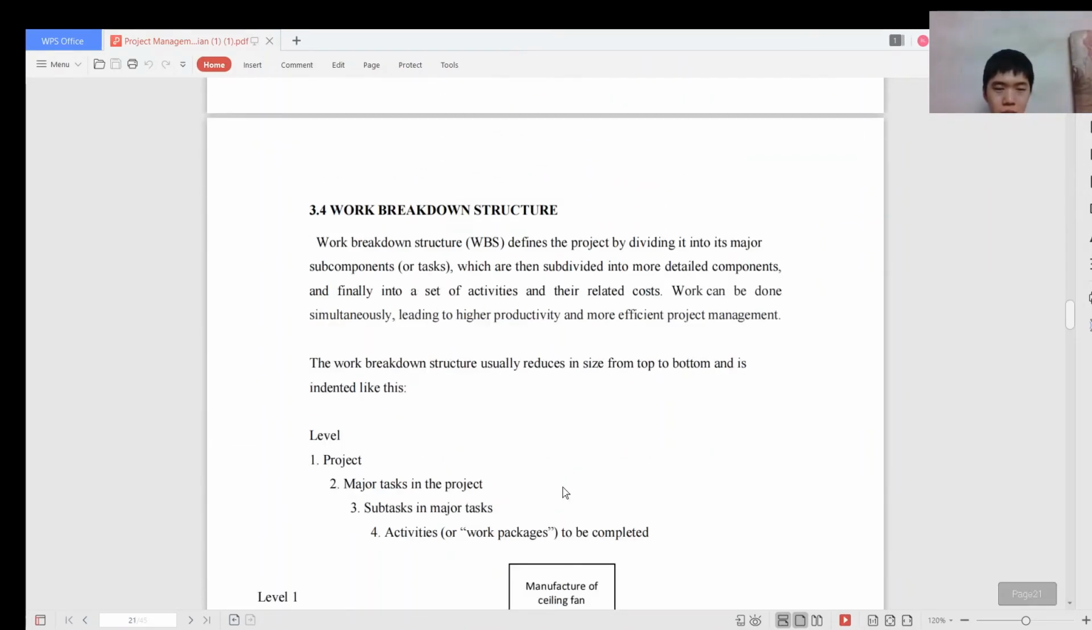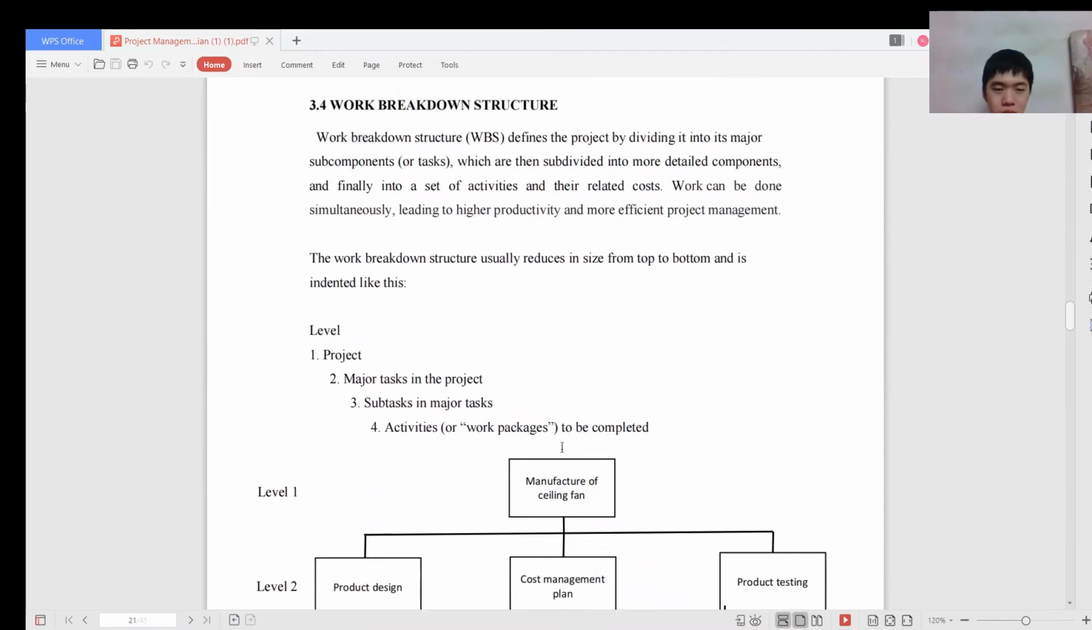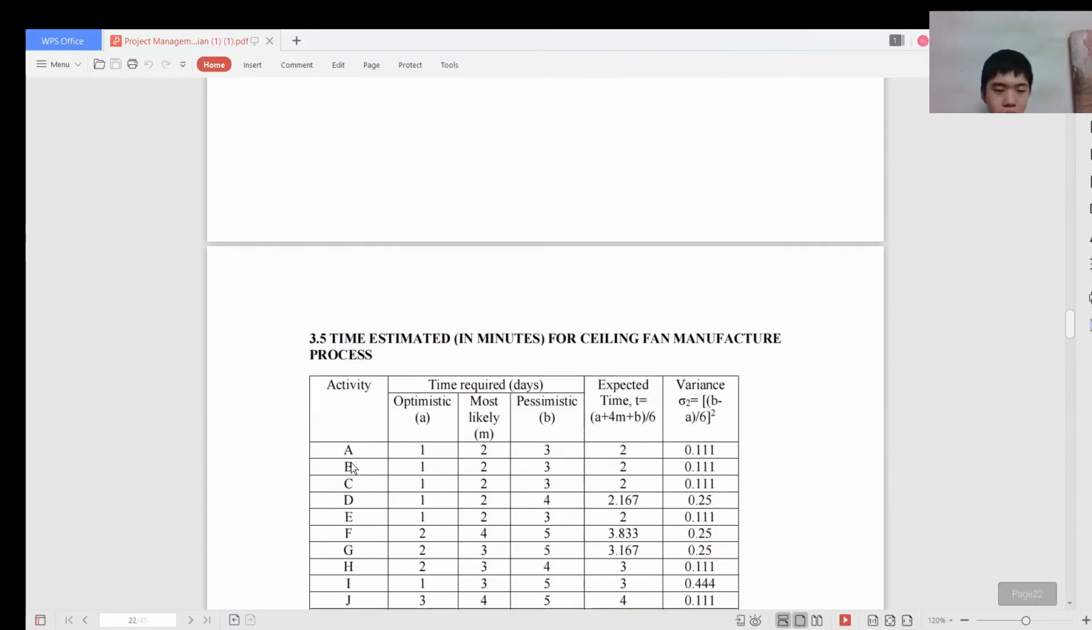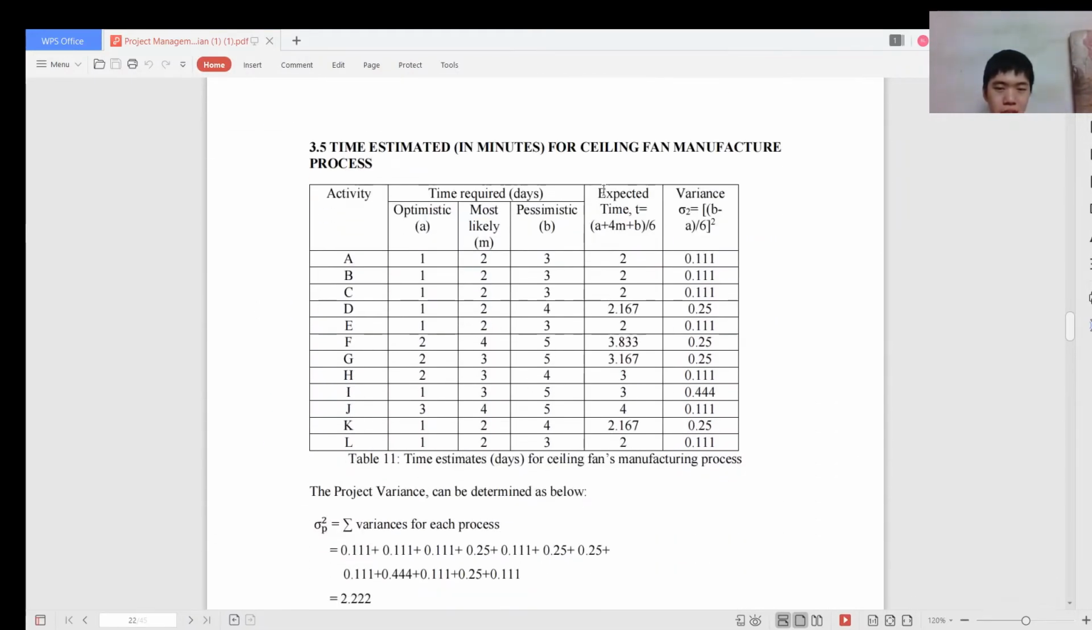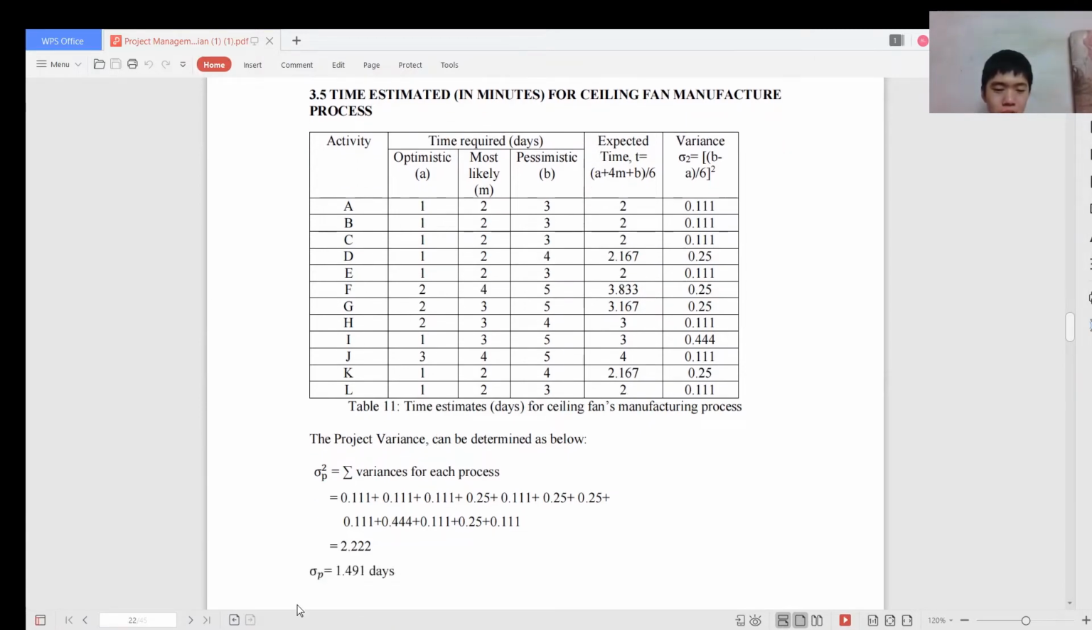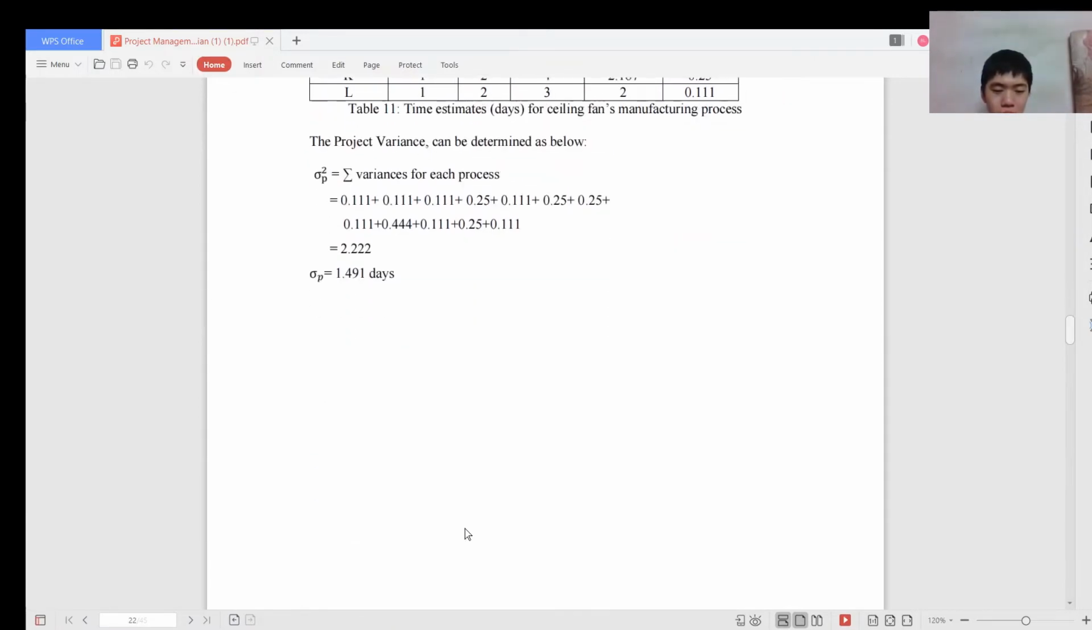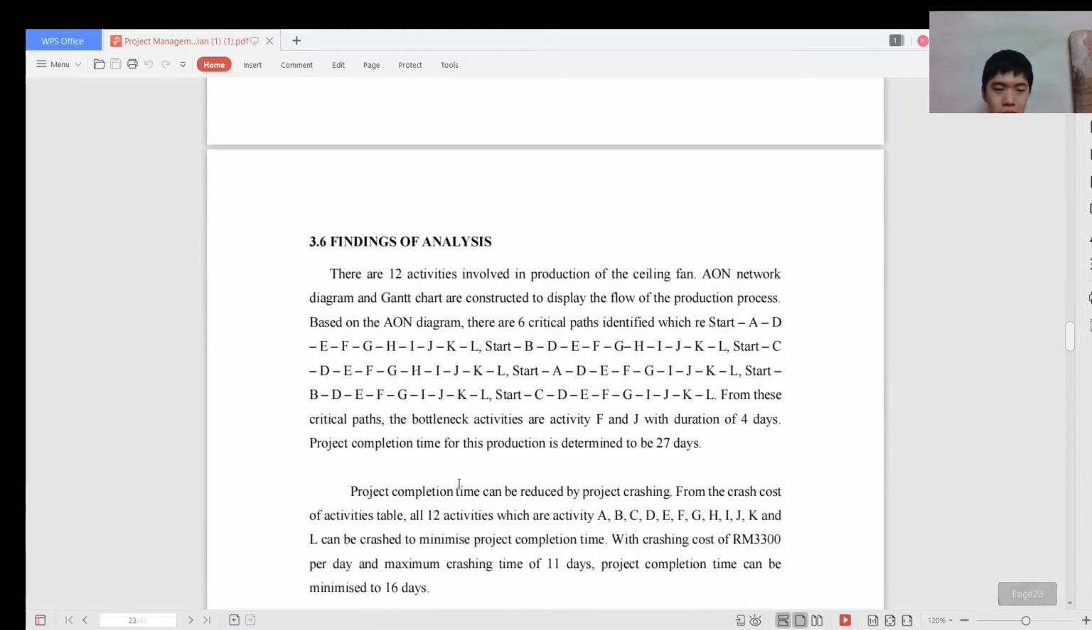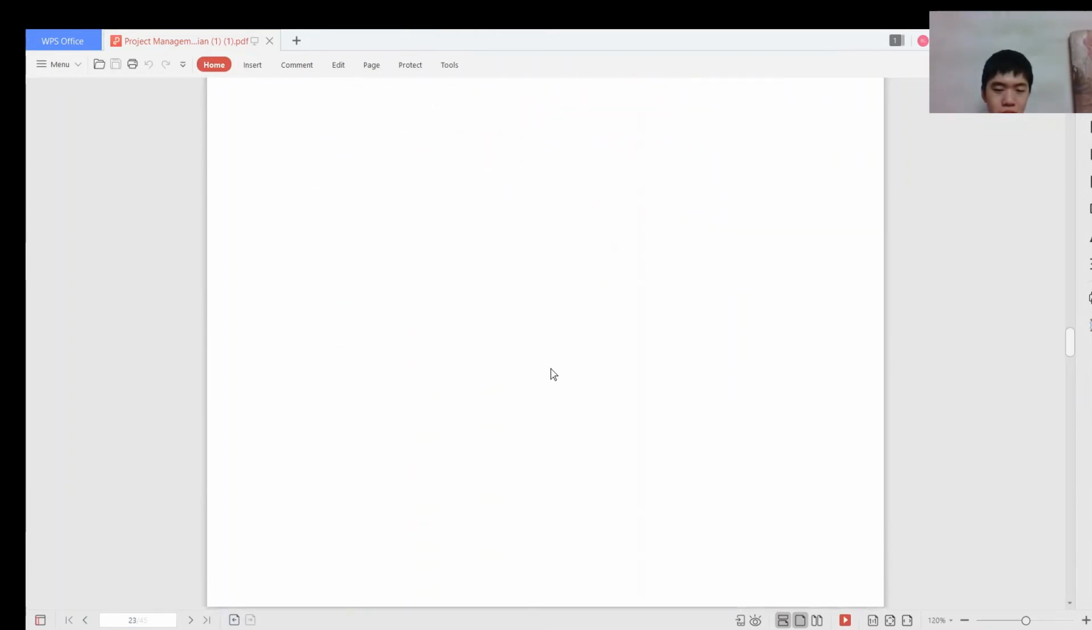This one shows the work breakdown structure of the manufacturing process. The manufacture of ceiling fan is at level 1, the highest level. After that, we can determine the expected time and variance for this whole activity using the formula shown here. The standard deviation for this project is 1.491 days. This one is the summary of the above analysis.